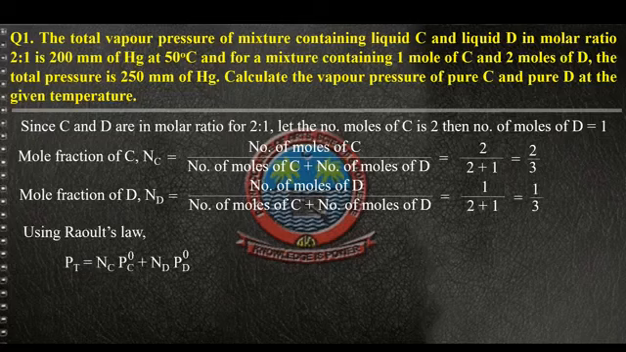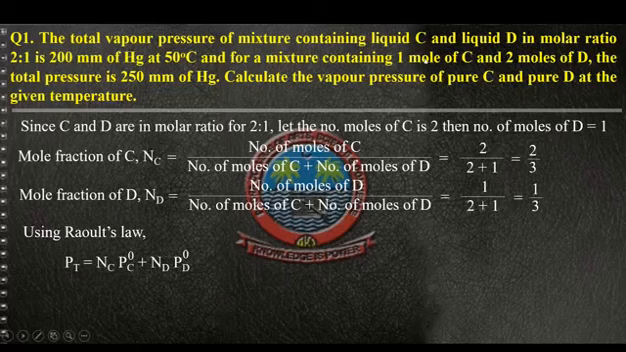PT, this is the total pressure, is equal to, now you have two components C and D, mole fraction of C multiplied by vapor pressure of pure C plus mole fraction of D into vapor pressure of pure D. हम लोग इस फॉर्मूला को बहुत बार यूज़ करने वाले हैं.